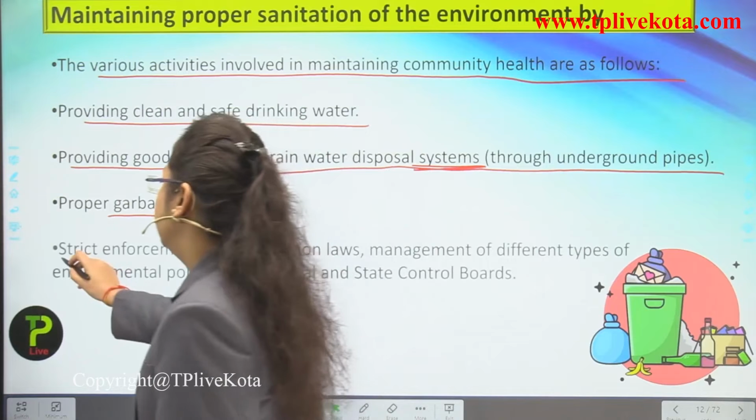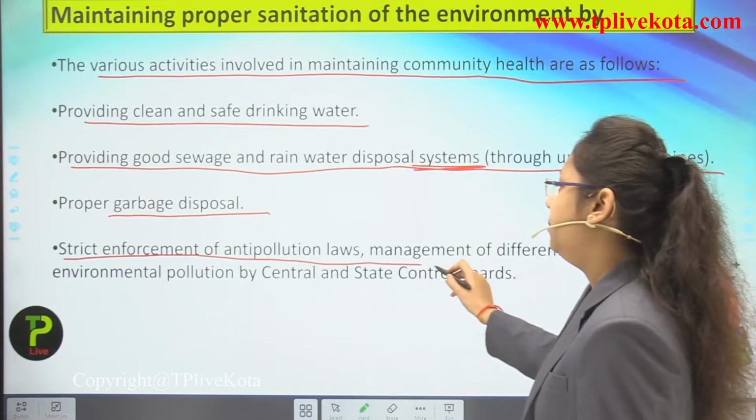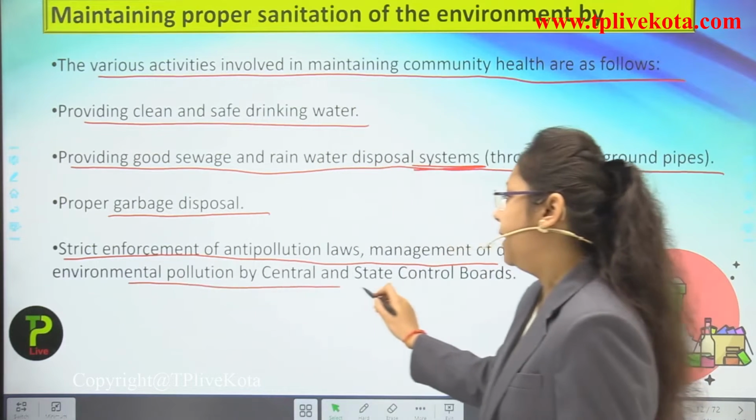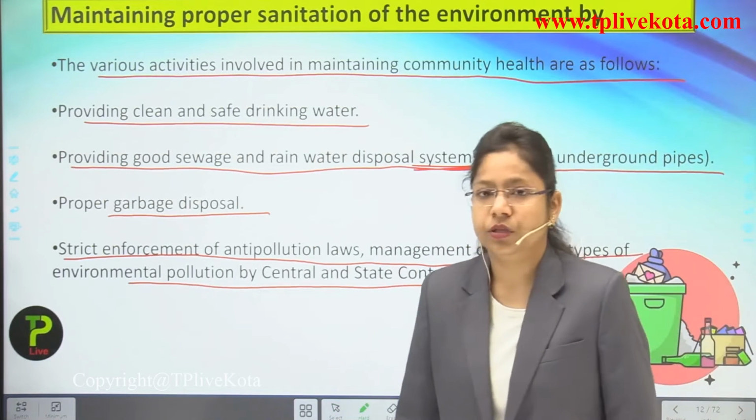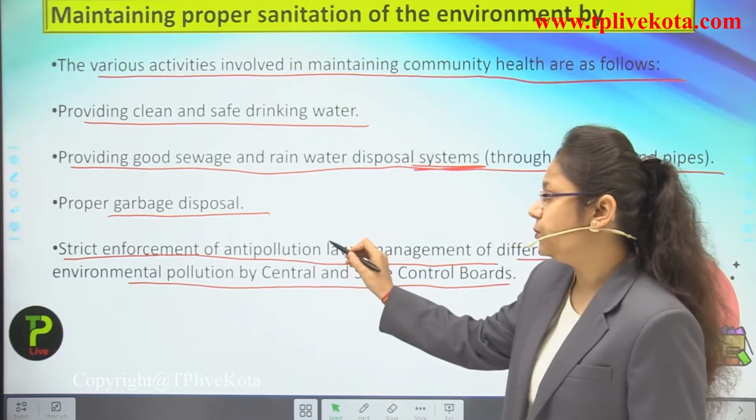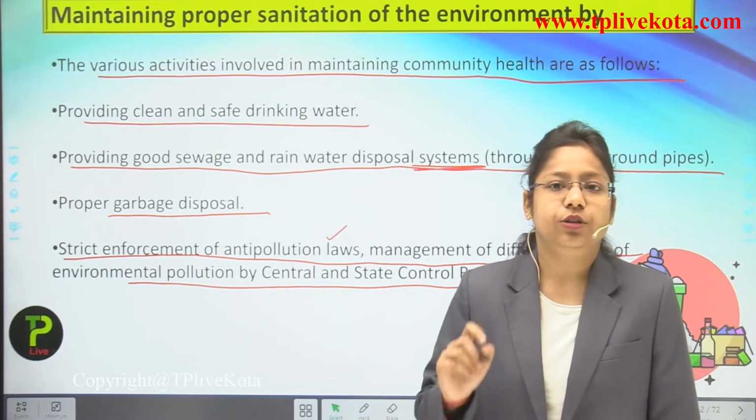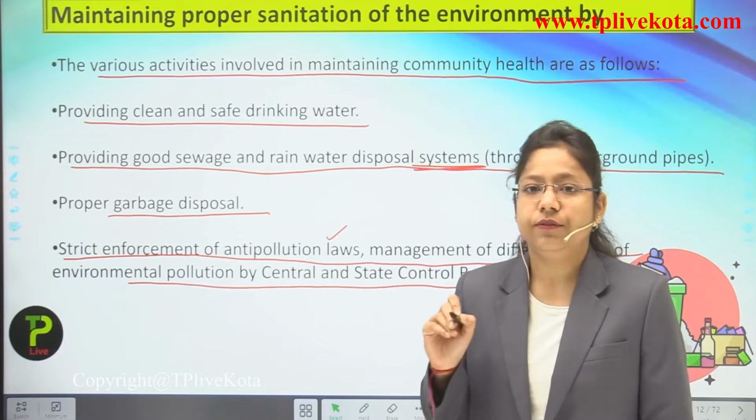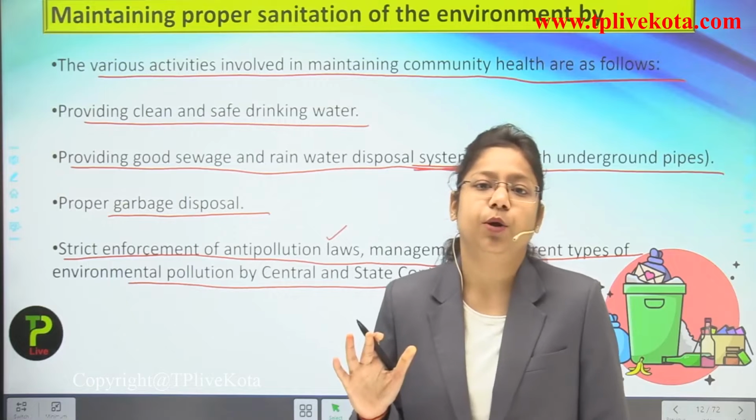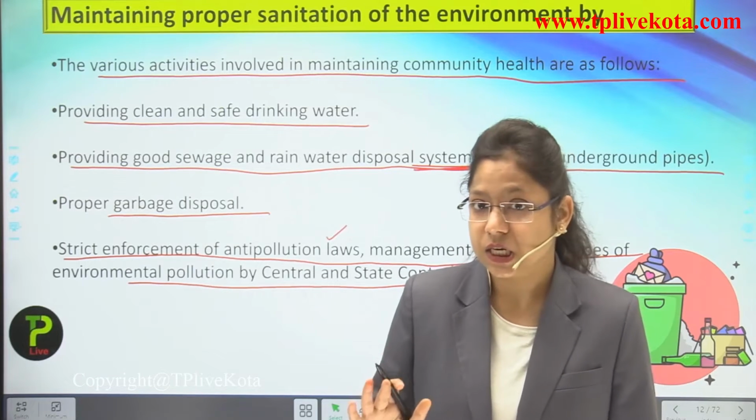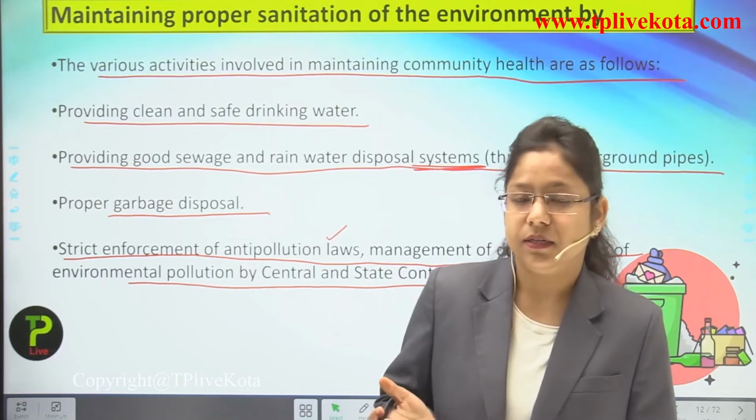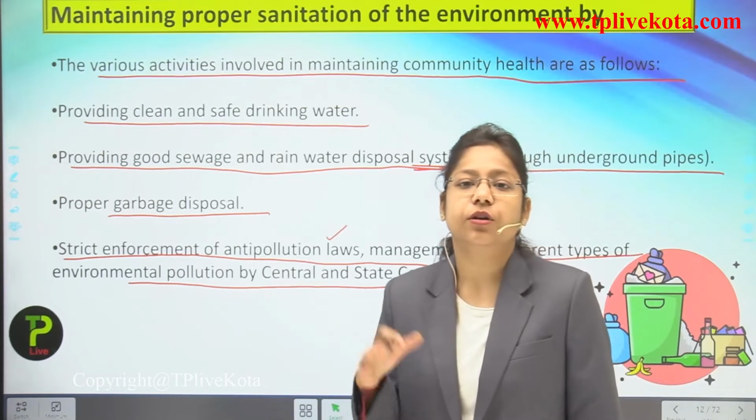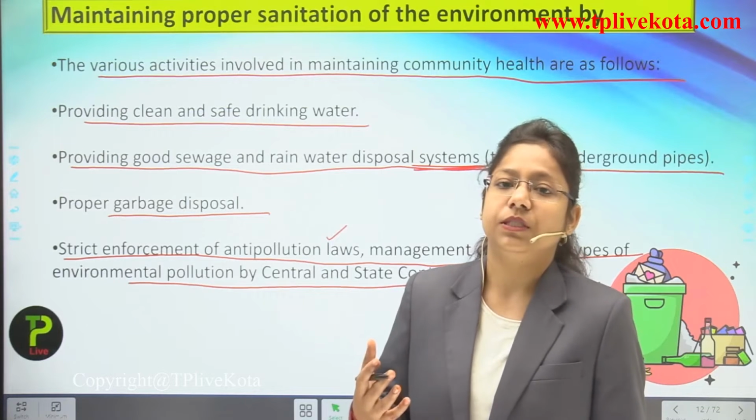Now next, strict enforcement of anti-pollution laws, and management of different types of environmental pollution by central and state control boards. If we talk about strict enforcement of anti-pollution laws, a regular check on the pollution of your vehicles should be done. Vehicular exhaust is causing a huge amount of air pollution, and this is very hazardous because it results in acid rain. These harmful gases, evolved due to incomplete or complete combustion, cause many problems inside the person's body.